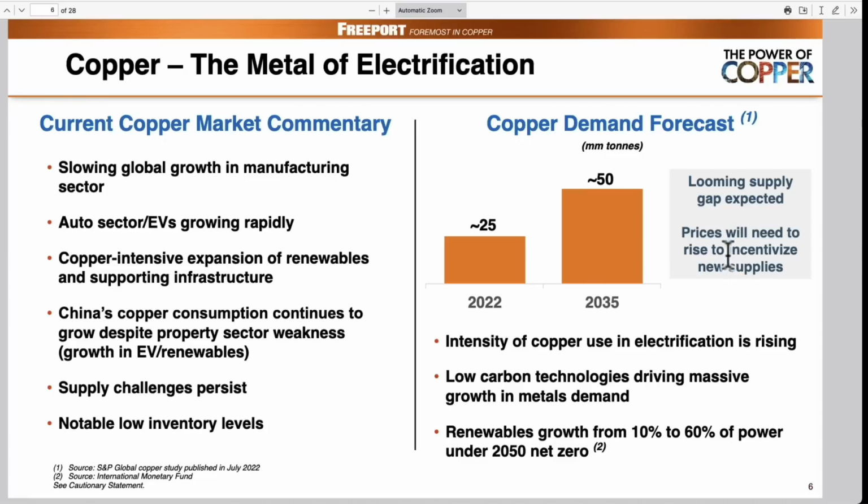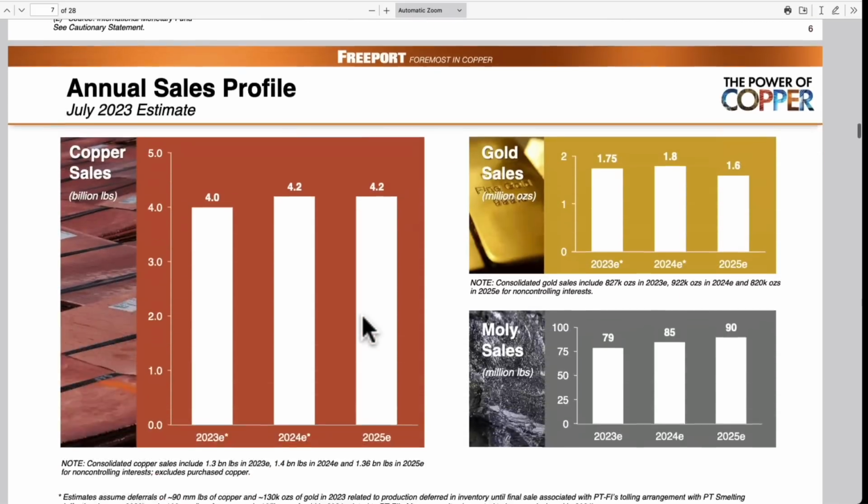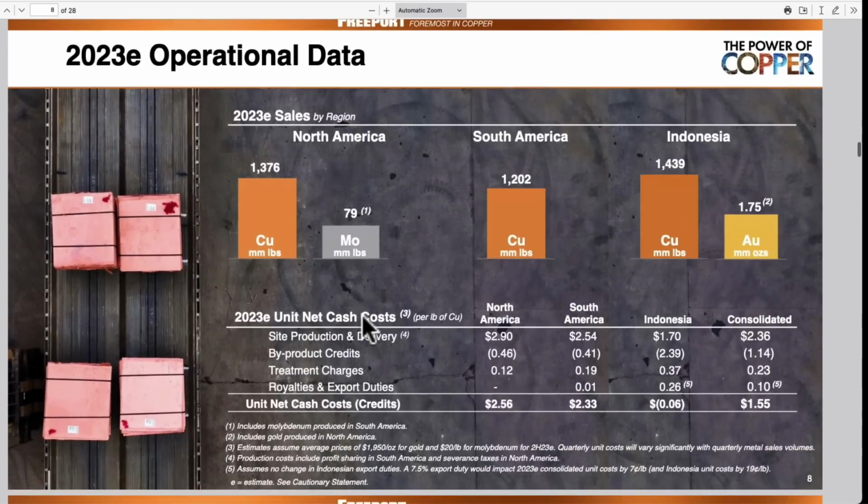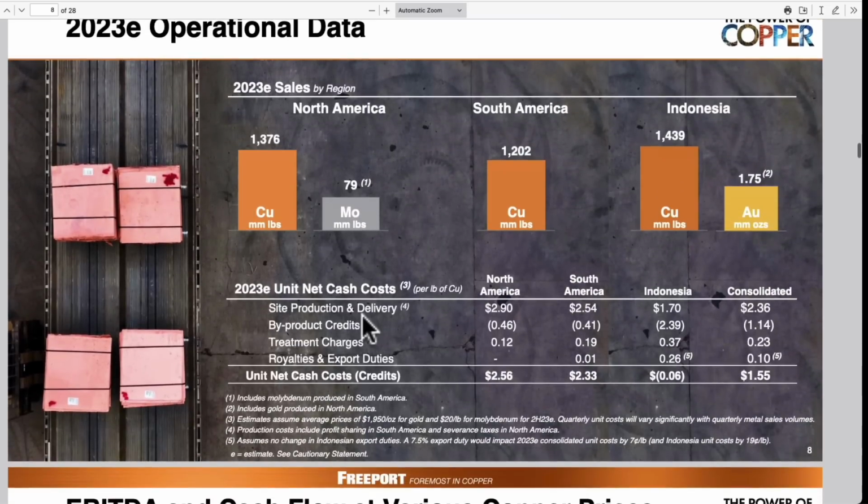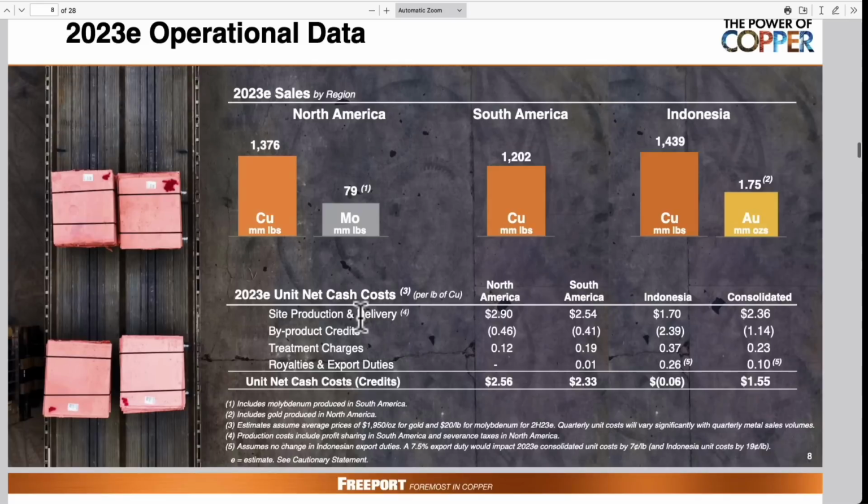So capacity is going to have to be expanded. And this is what he says here. Prices will need to rise to incentivize new supplies. A looming supply gap is expected. Intensity of copper use in electrification is rising. Low carbon technologies driving massive growth in metals demands, and renewable growth from 10% to 60% of power under 2050 net zero. If we scroll down to here, this is for Freeport now.